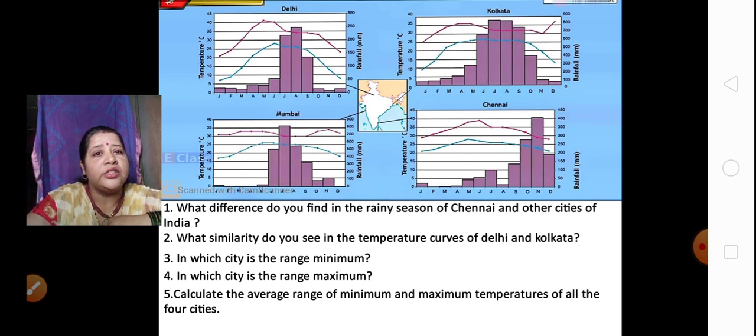Then the next city is Mumbai. In Mumbai, you can see it as 10 degrees Celsius. The average minimum and maximum temperature is 10 degrees Celsius, while the last city, that is Chennai, it is also 11 degrees Celsius. So you'll have understood the graph very well, I hope so. Now let's learn about the geographical explanation of the climate of India.